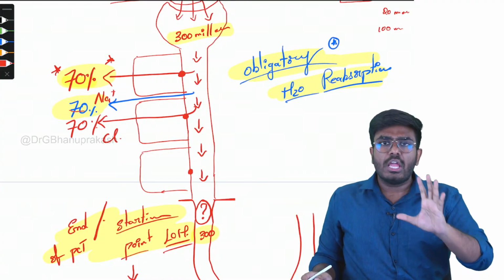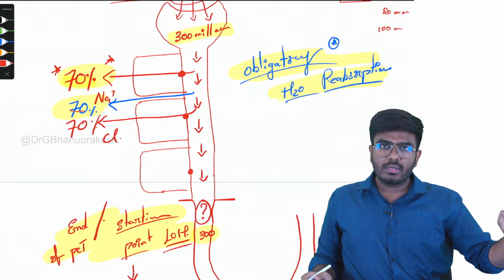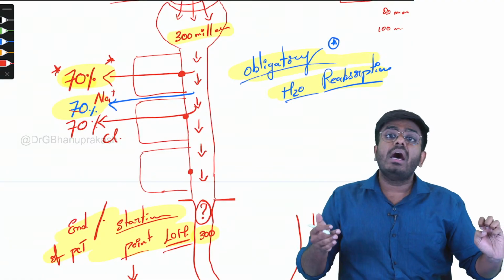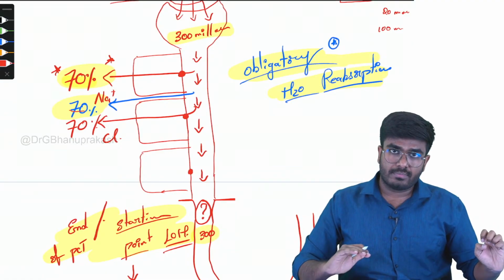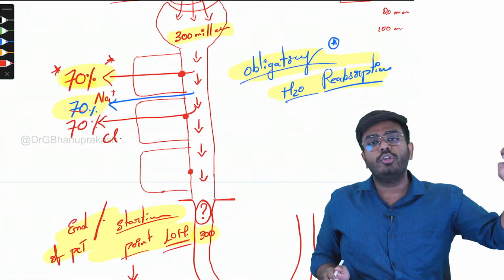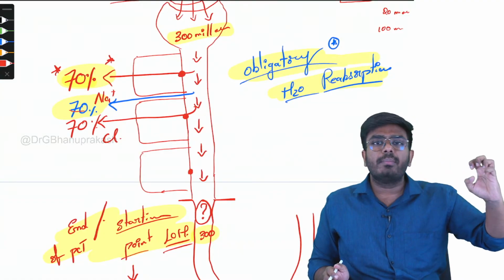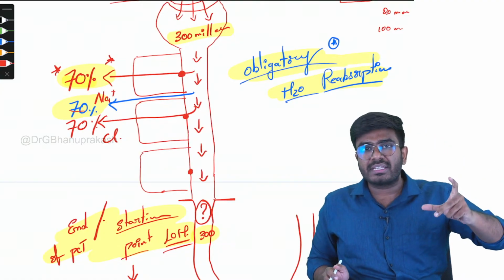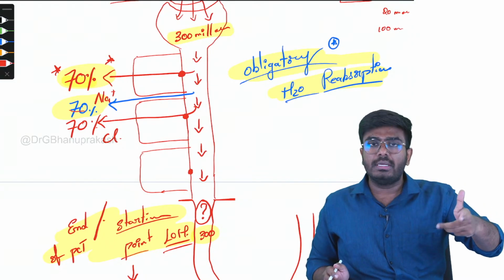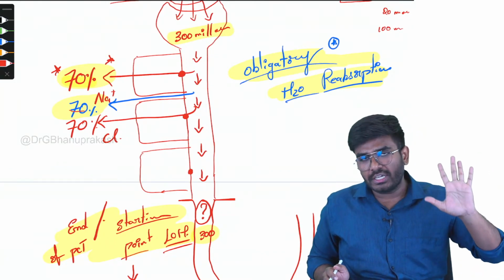Imagine, think like this. If only solutes are reabsorbed, then the osmolarity will be decreased. But right now, same amount of solute, same amount of solvent. Solvent is water. So as the reabsorption is happening in the same proportion, there is no change in the osmolarity at the end of the proximal convoluted tubule.